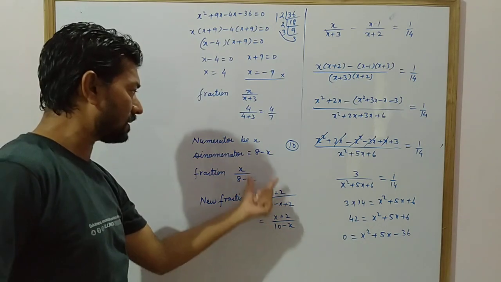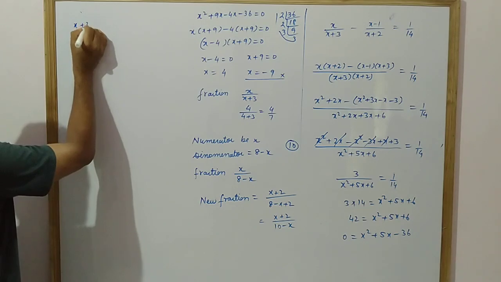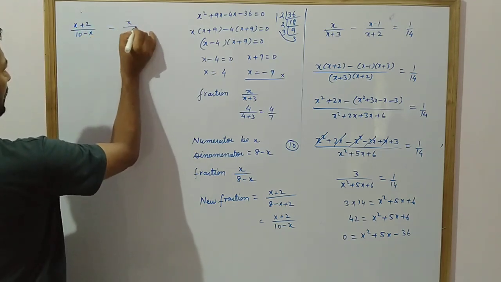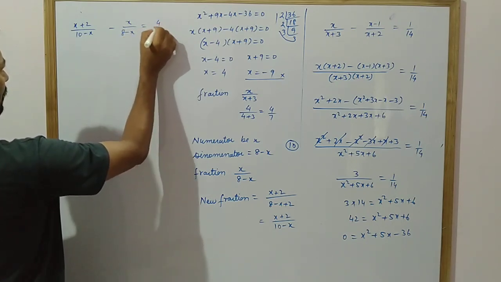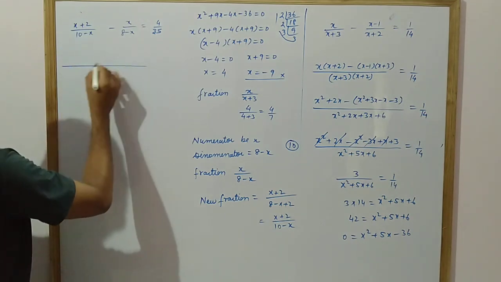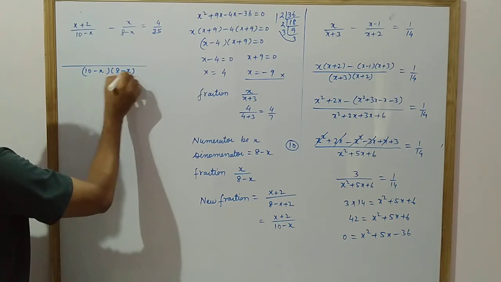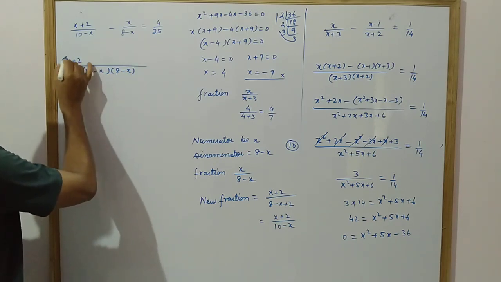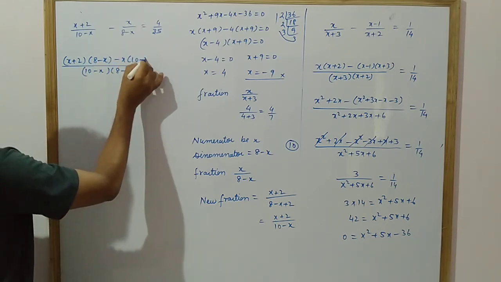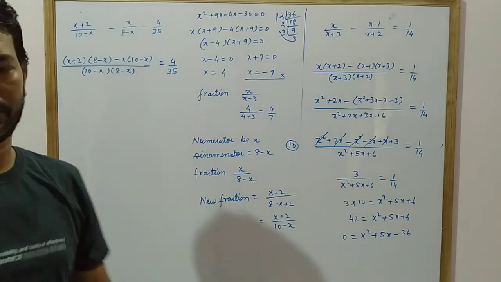That means this fraction is greater than the previous one. So our equation will be x plus 2 by 10 minus x minus x by 8 minus x equal to 4 by 35. Clear? Then we will take the LCM, 10 minus x into 8 minus x. This is x plus 2 into 8 minus x minus x into 10 minus x equal to 4 by 35.